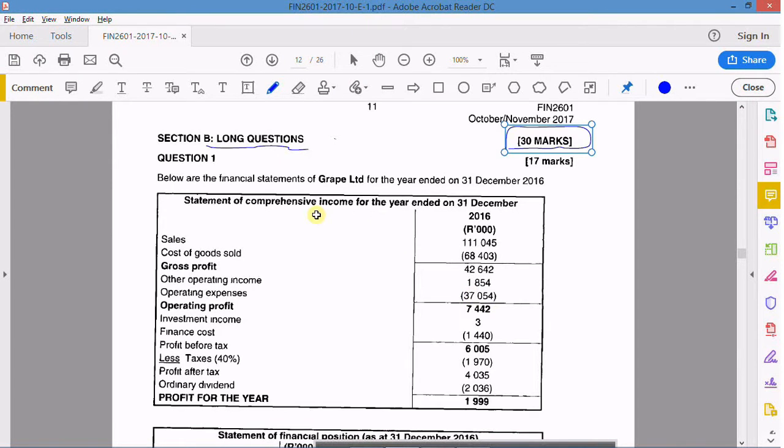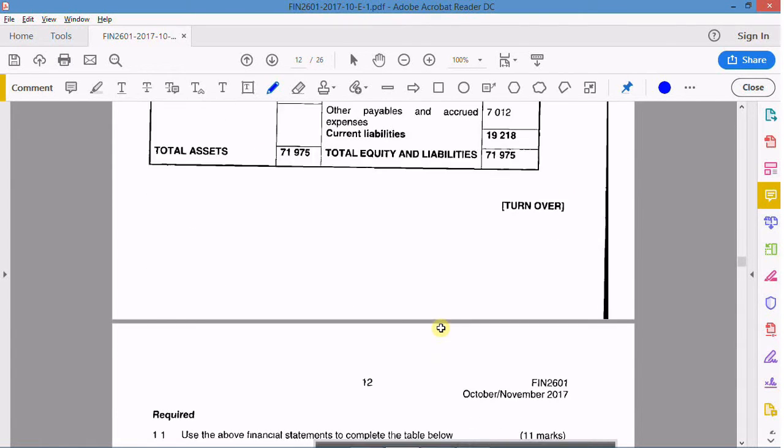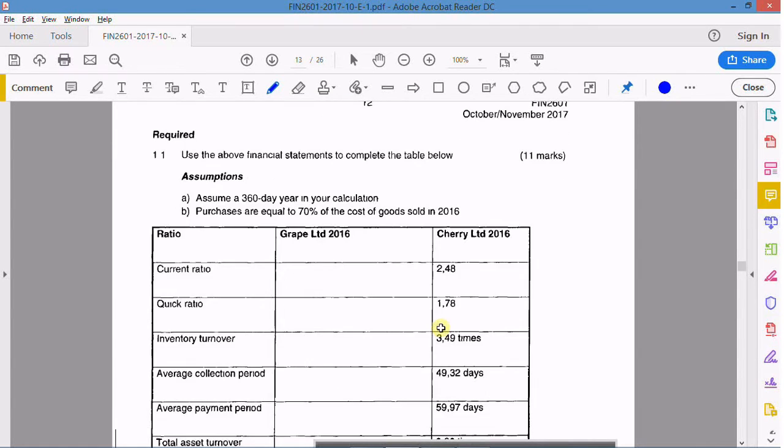Okay, question 1. Below are the financial statements of GRAPE for the year ended 31st December 2016. So you've got a statement of comprehensive income. Remember, this gives you income and expenses, and you calculate profit or loss. The statement of financial position talks about your assets equal your owner's equity plus liabilities. So there you've got your assets, there you've got your equity and liabilities. And then they've given you required.